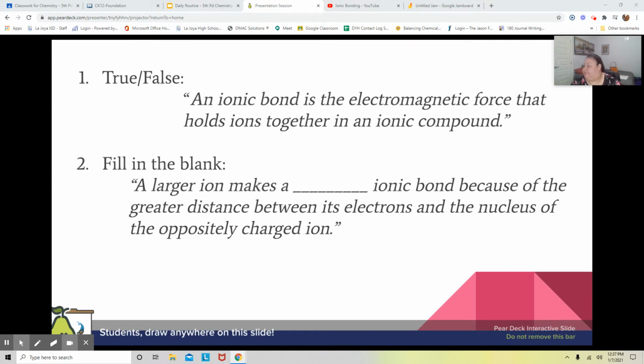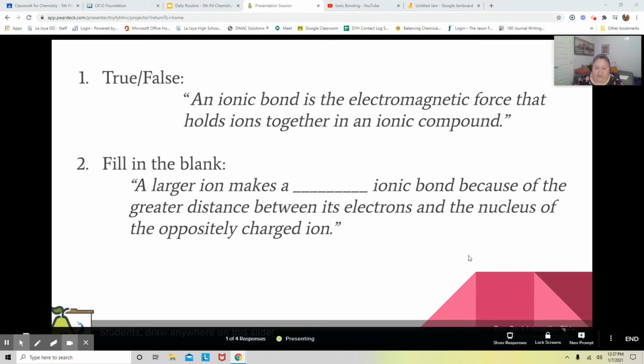A or B? A larger ion makes a stronger ionic bond. A larger ion makes a weaker ionic bond. What do you think? What did we say in our discussion? All right. Oscar's saying stronger. Did anybody post here? Let me see.